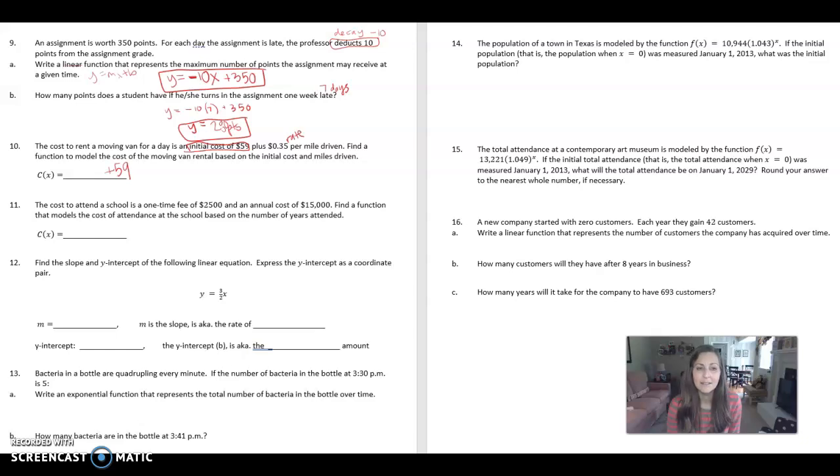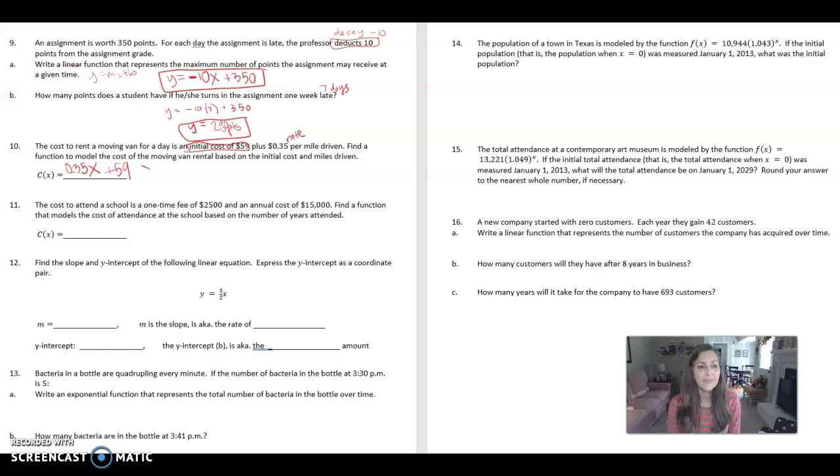Remember, we've already had a test on rates, actually. Rates typically use the word per. So right here is 35 cents per mile. So that is my slope. So 0.35 is my slope. It's my rate. And then I put an X after my slope.